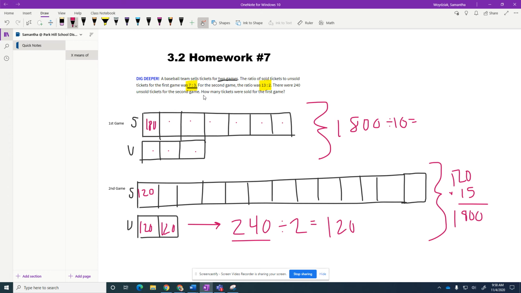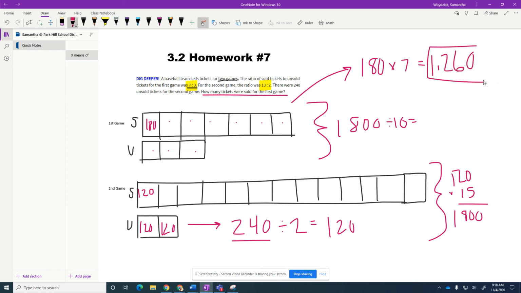And so the question is, how many tickets were sold for the first game? Well, sorry, I'm all over the page here. Each part of my tape diagram is worth 180, and I have 1, 2, 3, 4, 5, 6, 7 sold pieces. So if I take 180 and I multiply it by 7, I get 1,260. So that's how many tickets were sold, and that does give us the final answer.